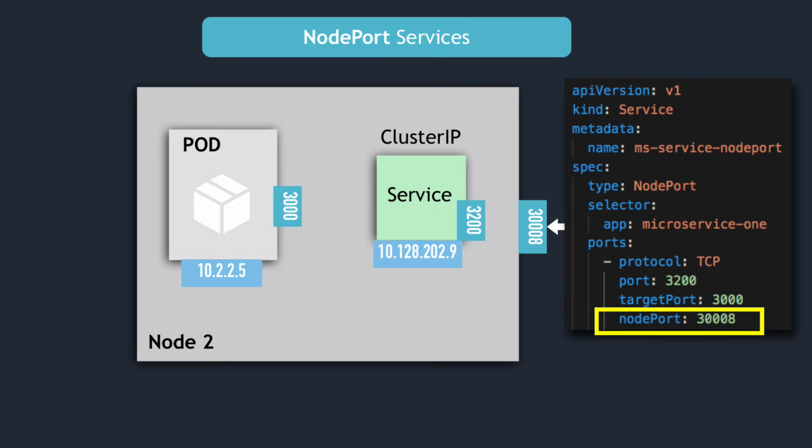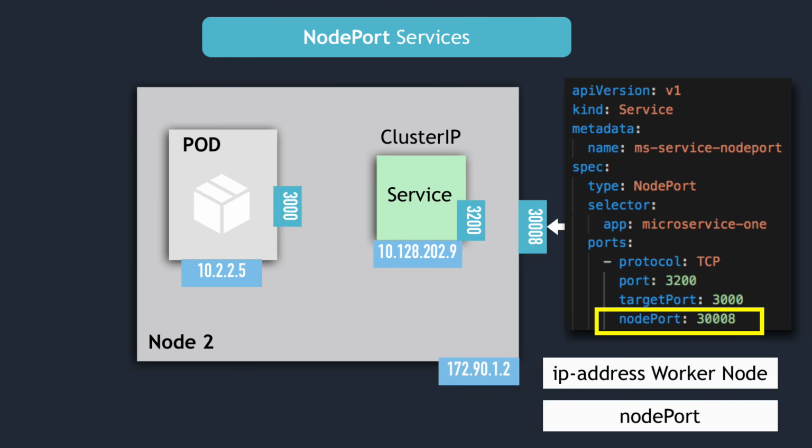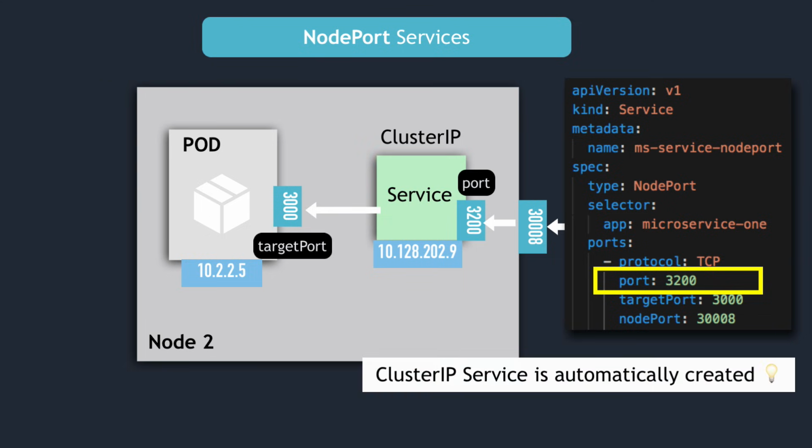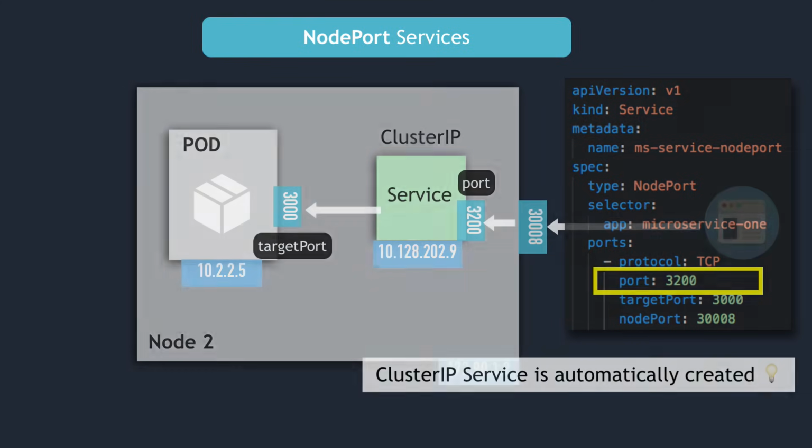So this means that the NodePort service is accessible for external traffic, like browser requests, for example, at the IP address of the worker node and the node port defined here. However, just like in ClusterIP, we have a port of the service. So when we create the NodePort service, a ClusterIP service to which the NodePort service will route is automatically created.